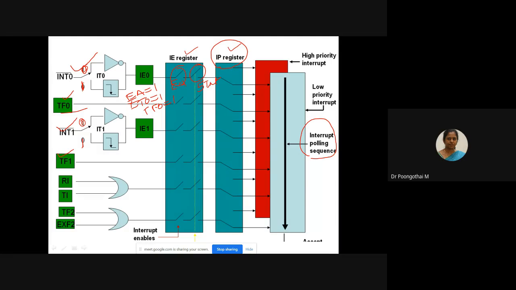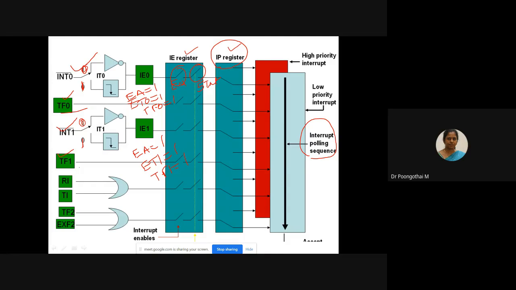So these flags, that is TF0 and TF1, do not interrupt the microcontroller directly. The condition is: first EA must be 1, ET0 must be 1, and TF0 must be 1. These three bits must be 1 in order to enable your timer 0 interrupt. Similarly, for timer 1, EA should be 1, ET1 should be 1, and TF1 should be 1.